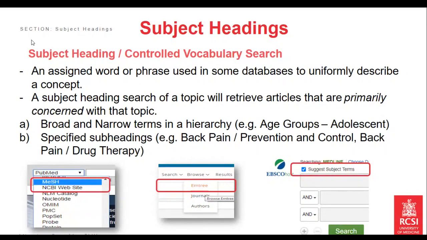So they have different names. If you're using PubMed, it's called MeSH. If you're using MEDLINE on EBSCO or CINAHL, it's called their subject headings, or on Emtree on the database Embase.